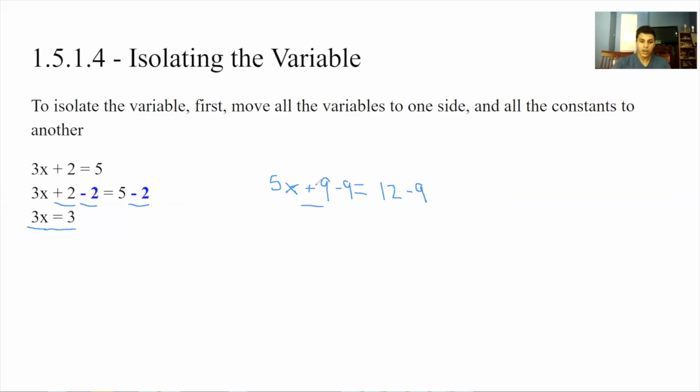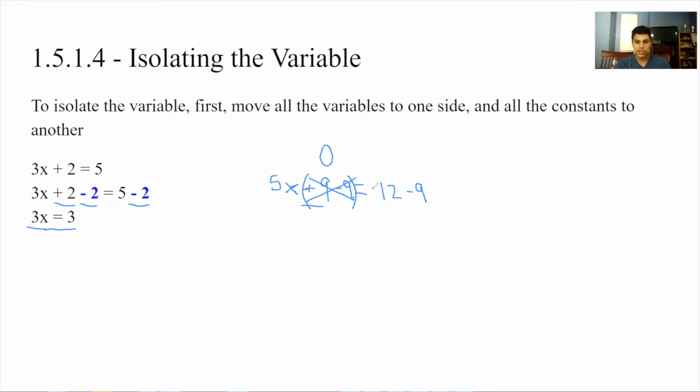But if I did the opposite operation of addition by subtracting 9 after I add 9, that just leaves me with 0. If I just simplify these two terms here, plus 9 minus 9, that just simplifies to 0, which means I only have 5x left. You're essentially just canceling out whatever you want to get rid of. So I subtract 9 after I add 9 to cancel out the plus 9 that I originally had.